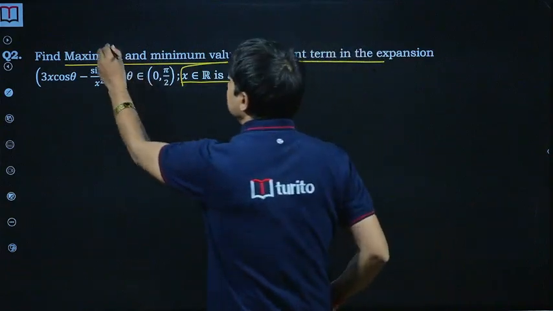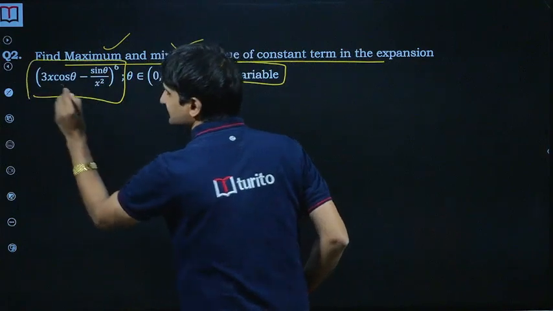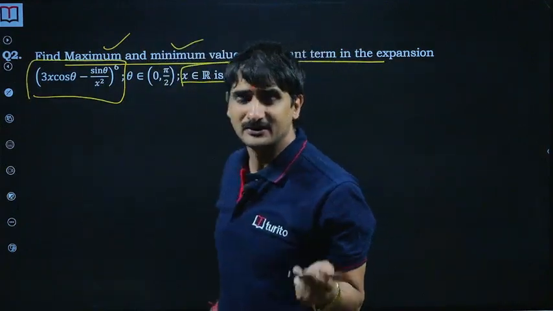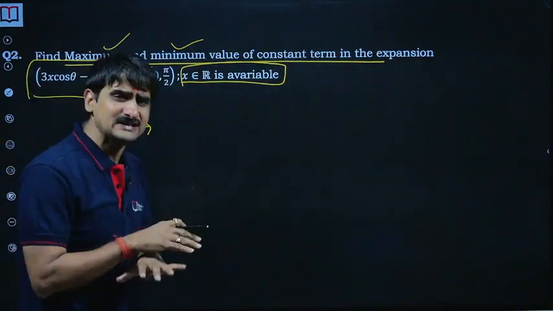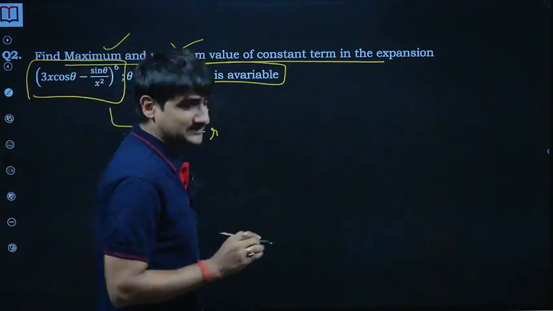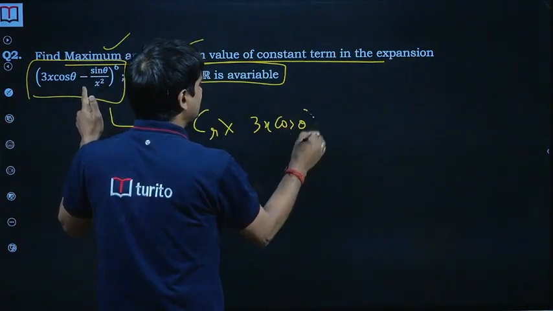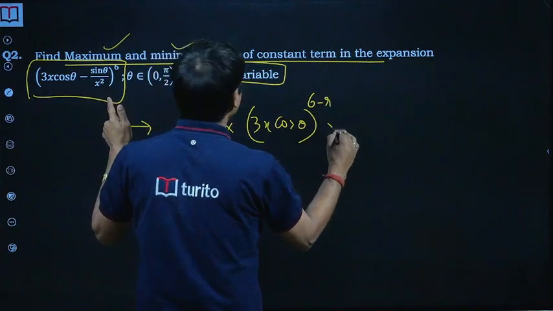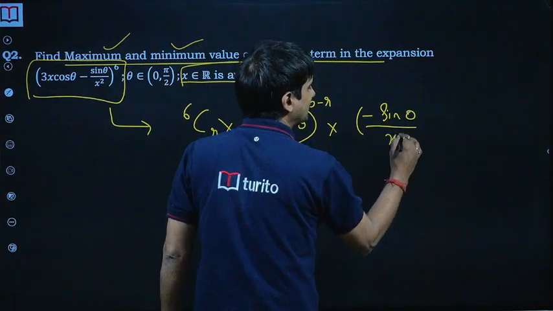Okay, so the maximum and minimum value of the constant term. The constant term in the expansion will be a term which is independent of x. Again the same logic, the same thing. Let the general term be nCr into (3x cos theta) raised to the power n minus r, that is 6 minus r, into b, which is (minus sin theta by x square) raised to the power r.